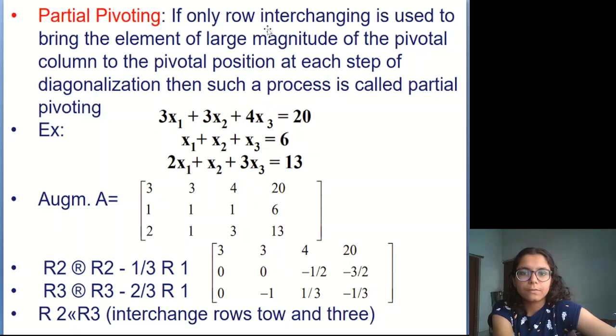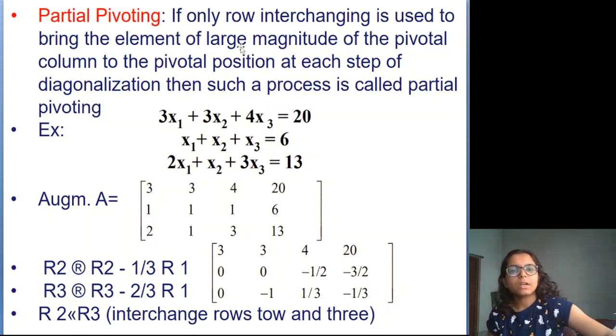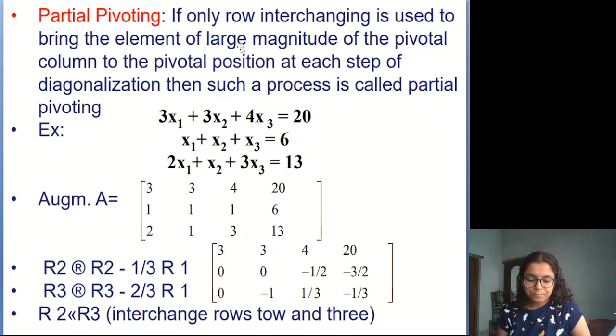Partial pivoting, if only row interchanging is used to bring the element of large magnitude. Partial pivoting is used when we just interchange the rows which have a larger magnitude when it comes to the coefficient.